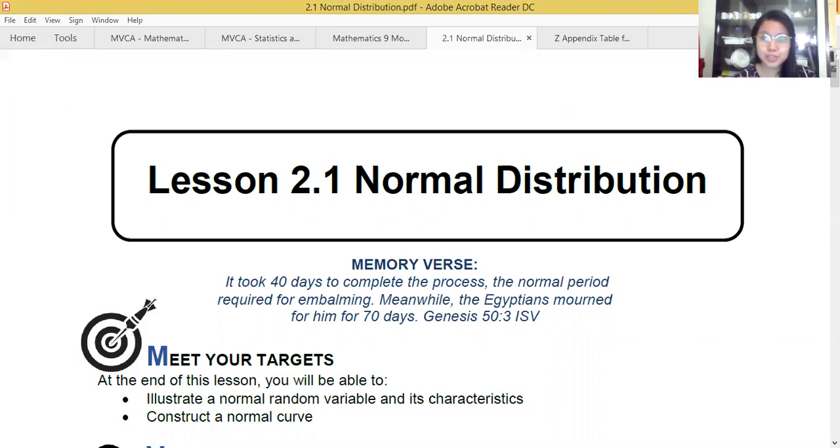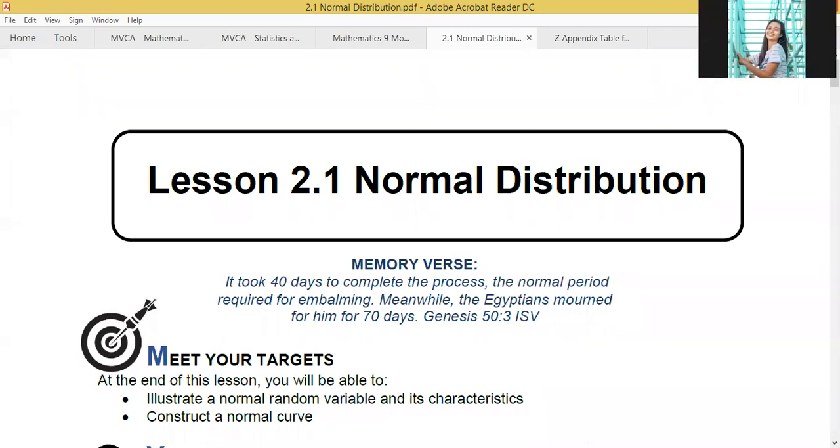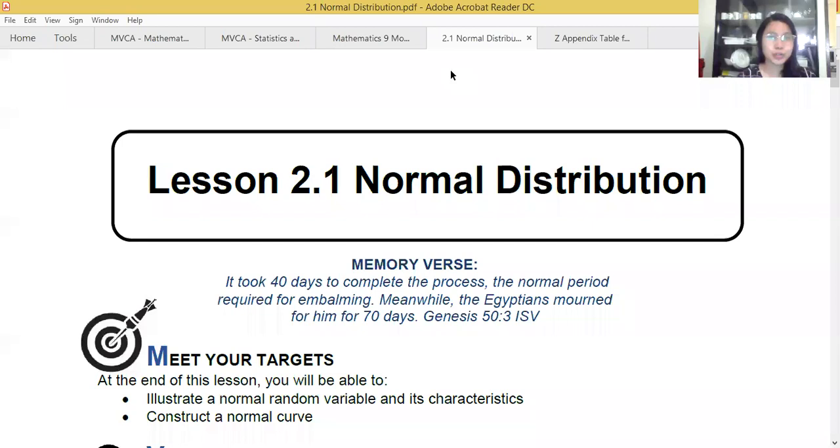Now, our memory verse is found in Genesis 50, verse 3. It says, it took 40 days to complete the process, the normal period required for embalming. Meanwhile, the Egyptians mourned for him for 70 days.